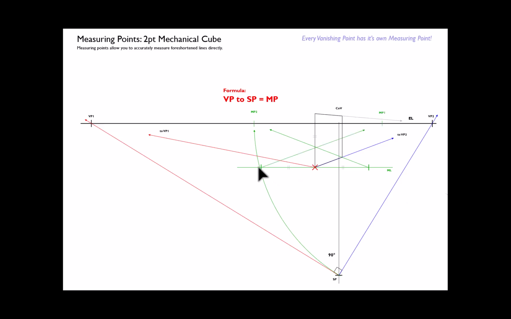You do the same thing in reverse. You measure from vanishing point 1 to the station point, swing it up to here, and you'll get measuring point 1. And if you draw from here to measuring point 1, it will cut off this line at exactly the right spot. And then you can finish the cube. So that's how you basically draw a cube in 2-point perspective using measuring points. And that's essentially it.